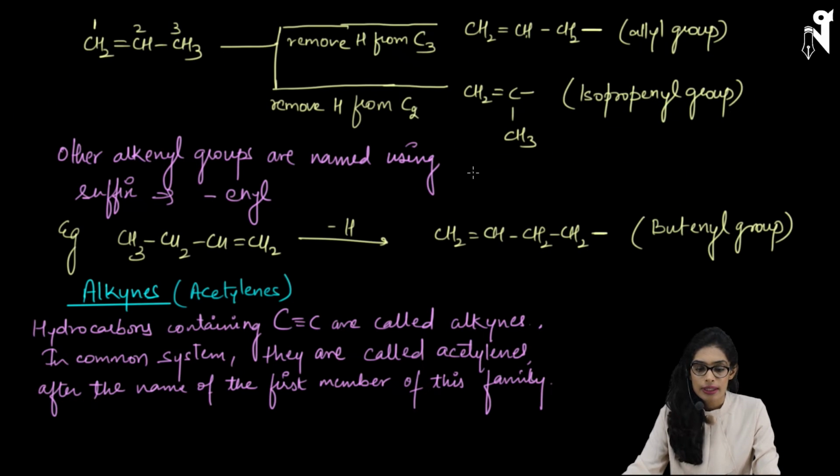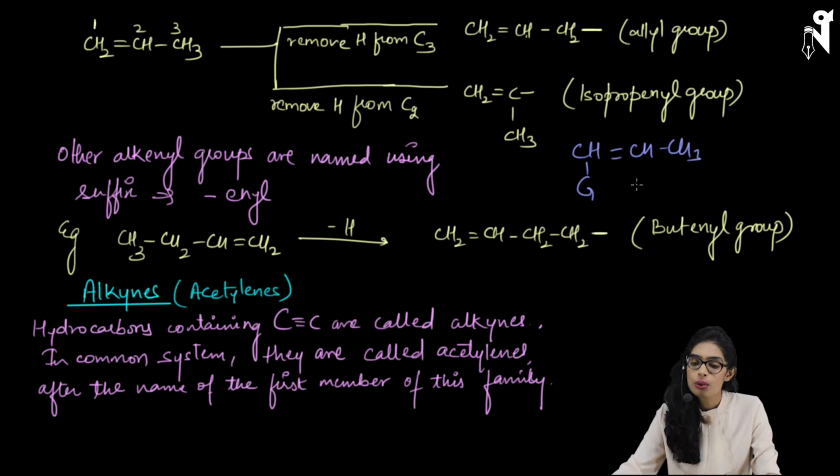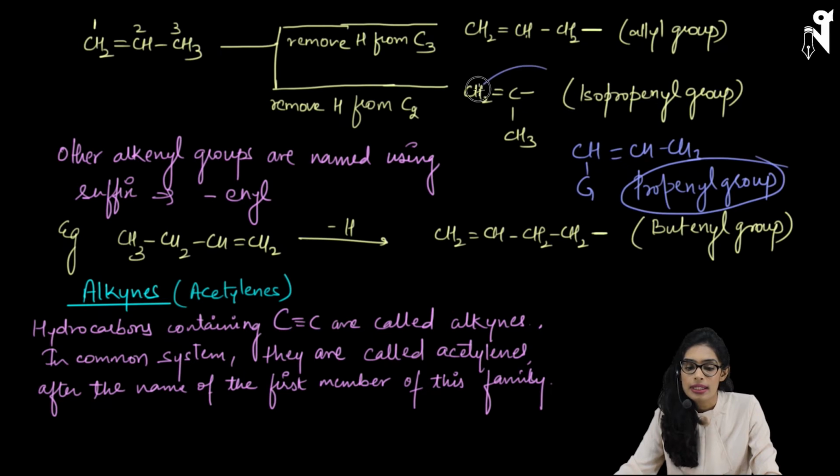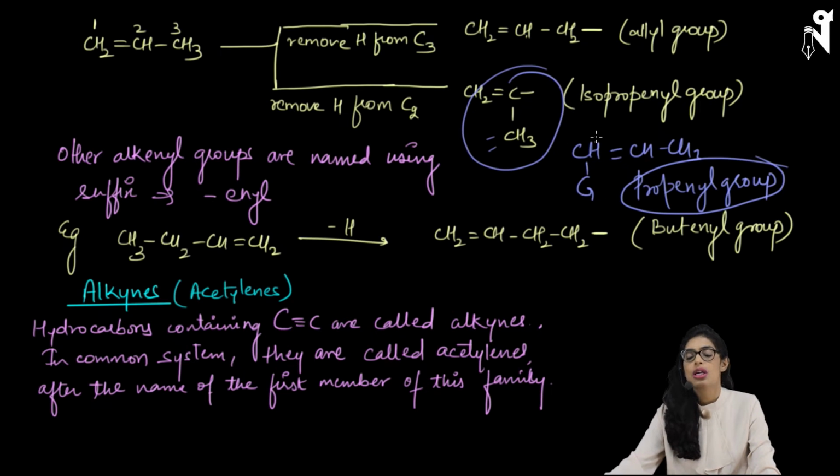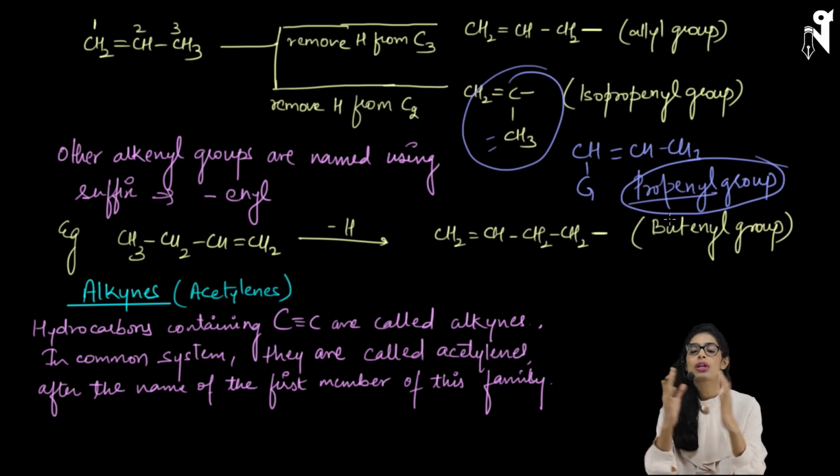So the third case is CH double bond CH single bond CH3. Now this compound can be called the propenyl group. Now there is a difference between this and this. That is the reason why the iso term has been used. Ideally, we will not use the propenyl name over here. We will use some other common name, but let's not talk about it right now because it will lead to confusion.